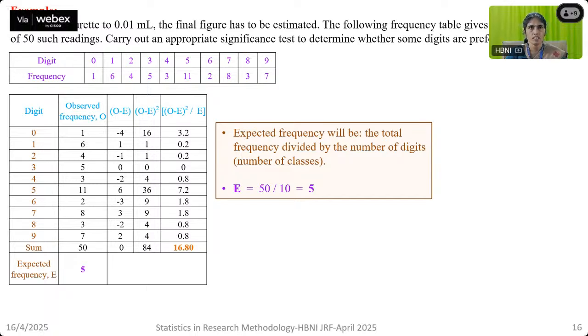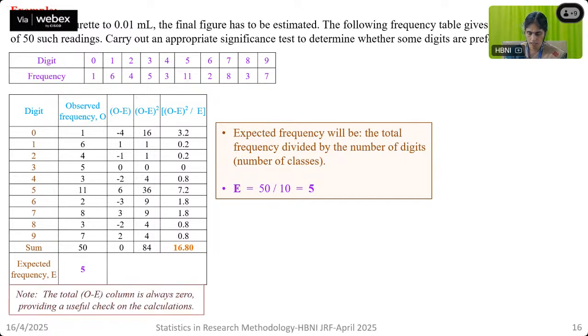Since there are 50 such readings and each of the digits from 0 to 9 has equal probability of occurrence in the expected range, we can calculate the expected frequency to be 50 divided by 10, the total number of data points, that comes out to be 5. Whereas observed frequencies are given in the purple color on the top. Those are tabulated here again. The same way, we calculate the difference between the observed and expected frequency, take the square and divide by the expected frequency, and sum it. That way we calculate the chi-square value.